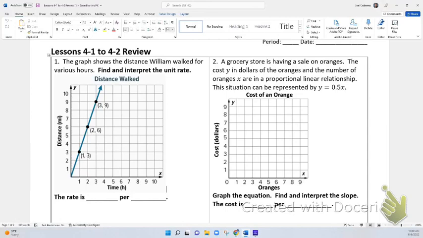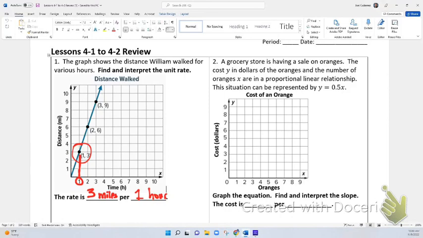So when I look at this graph, I ask myself, how many miles can William walk in 1 hour? And Fernando, how many miles can he walk in just 1 hour? 3 miles. So we look here, right? At 1 hour, we go straight up, and you'll notice that he's able to walk 3 miles in just 1 hour. So the rate is 3 miles per 1 hour. Nice, easy, very simple for you guys to understand.